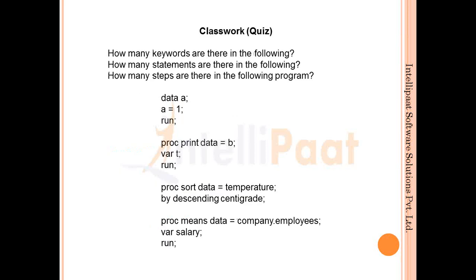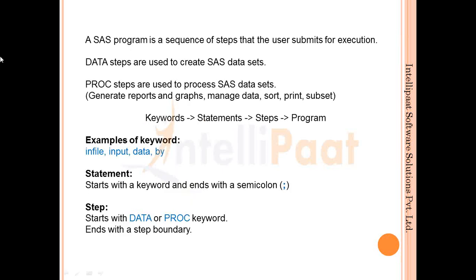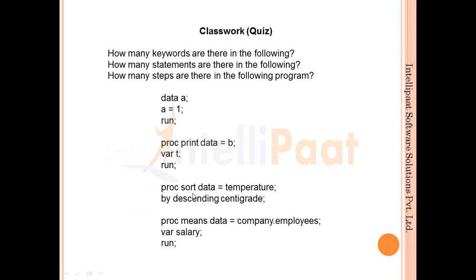Okay, so here is a question, the classwork quiz. How many keywords are there in the following? As I have already said, keywords could be in file, output, data and by. Similarly, you have a lot of keywords here like data, run, proc, print, data, where, run, proc, sort, data, then by, and then descending, proc, means, data, where and run. So these all are the keywords.